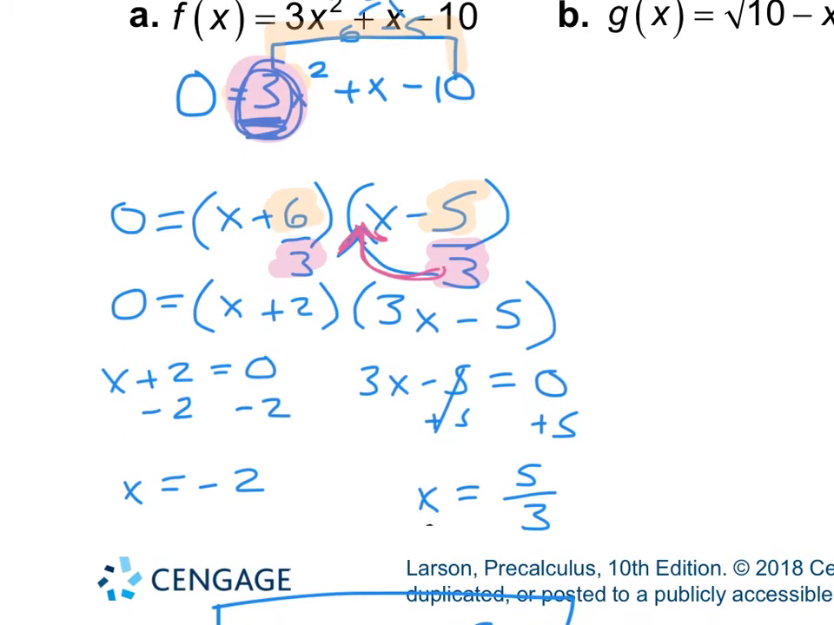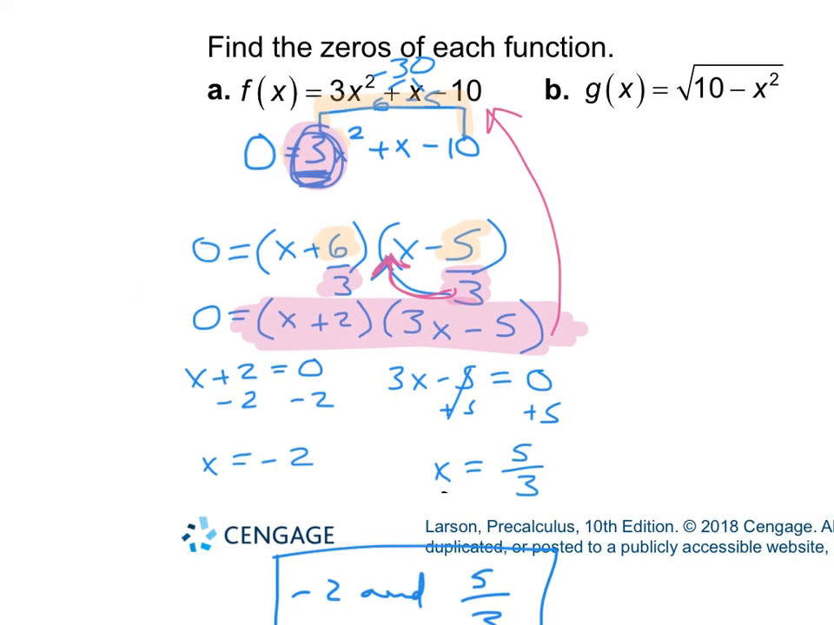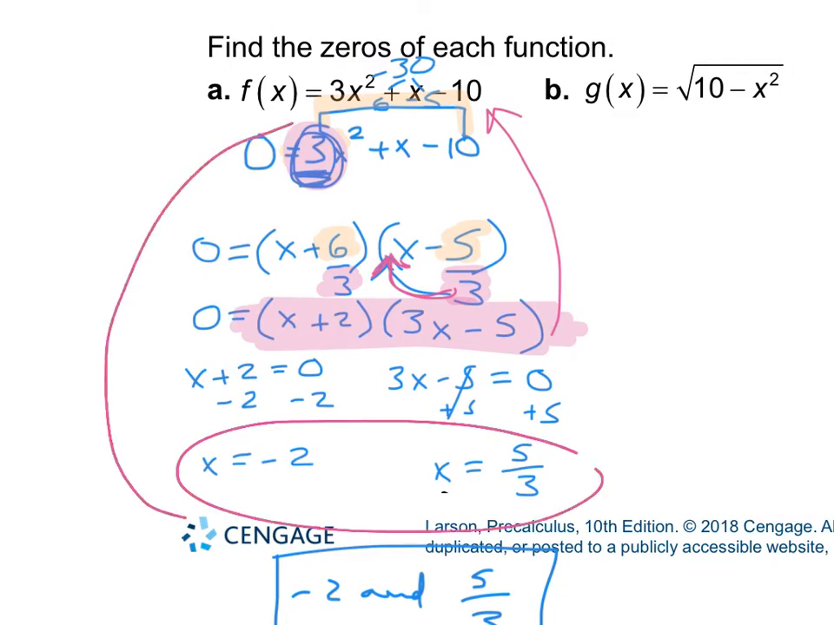Remember, if you want to confirm with yourself that you did it right, you can always FOIL this back out to see if you get the original. So that's one way you can check your work. Or you can take your two answers that you found and plug them back into x, and then you would get 0, which was our goal.